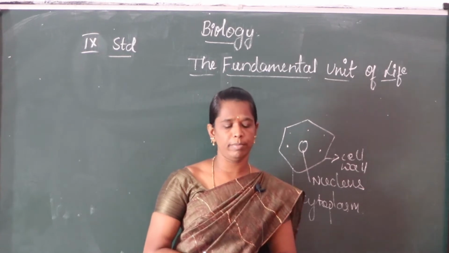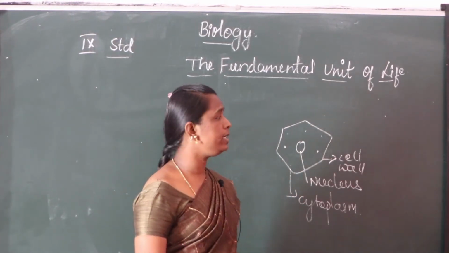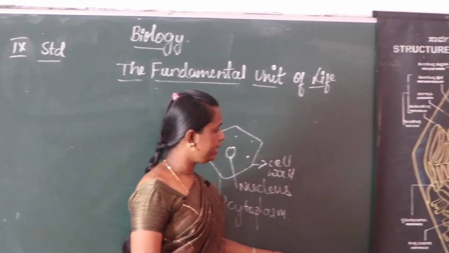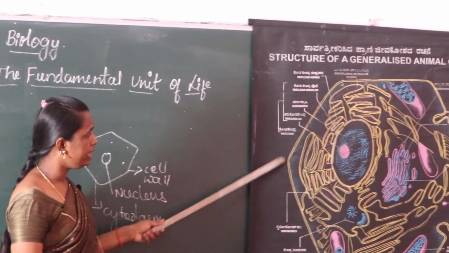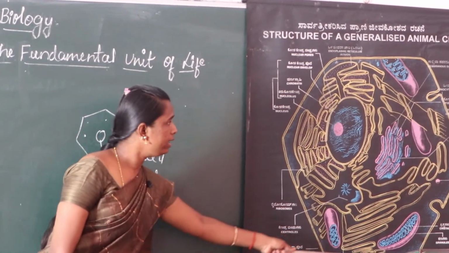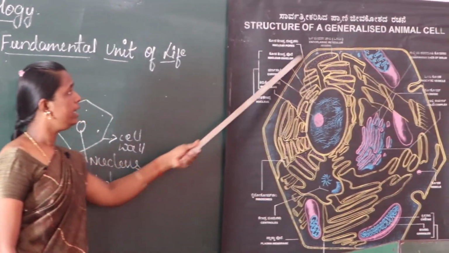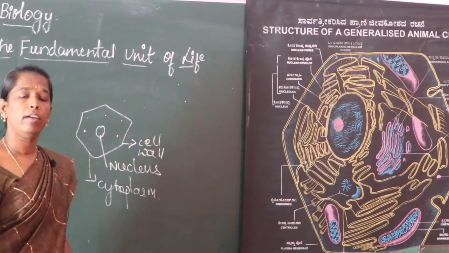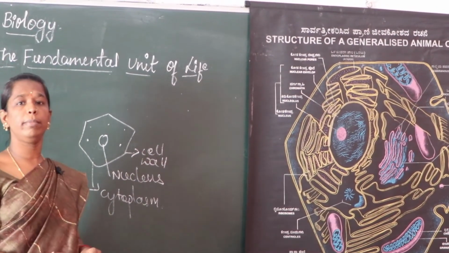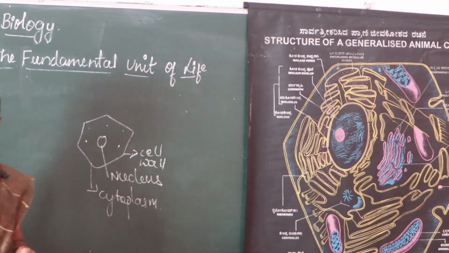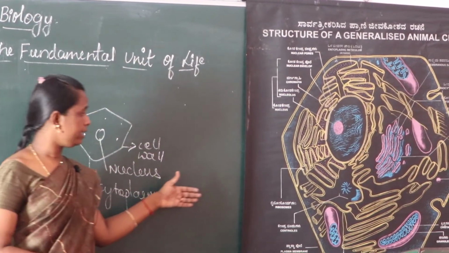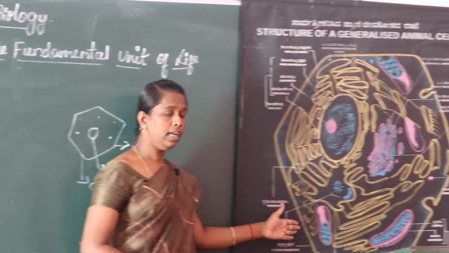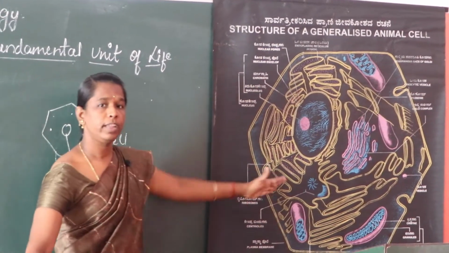First one, plasma membrane. Everyone knows, last class we discussed the plasma membrane. See children, the first layer is called the plasma membrane in the animal cell. It is also known as the selectively permeable membrane. Why is it called selectively permeable? Because it transports materials, food materials, from outside the cell to inside.